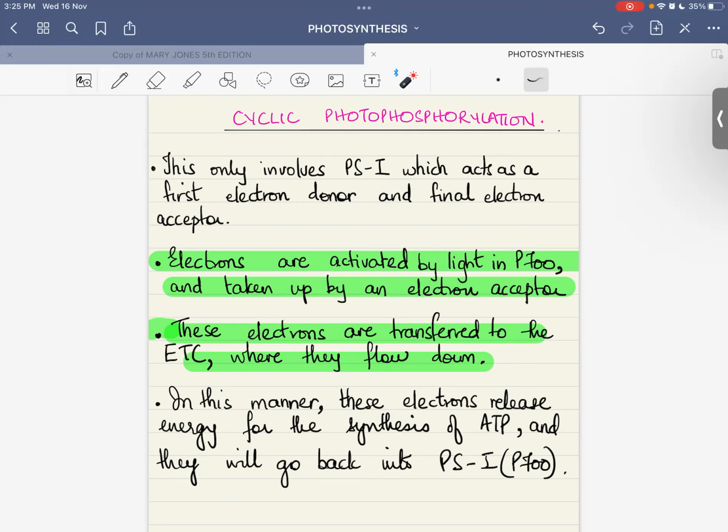ठीक है. अच्छा, you should always remember when you are doing cyclic and non-cyclic, in both, who's the donor of electrons and who's the acceptor. तो cyclic में तो donor भी photosystem 1 है और acceptor भी photosystem 1 है. मतलब final आके जो Y बन जाता है, Y जो है वो इलेक्ट्रॉन एक्सेप्टर बन जाता है, लेकिन फाइनल जो इलेक्ट्रॉन एक्सेप्टर है, that's photosystem 1 only.